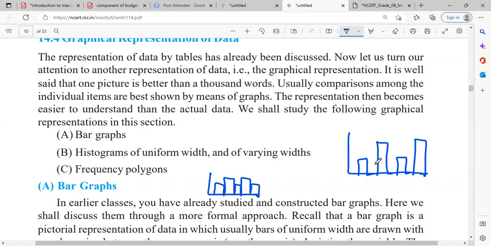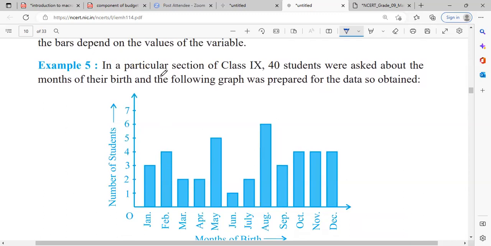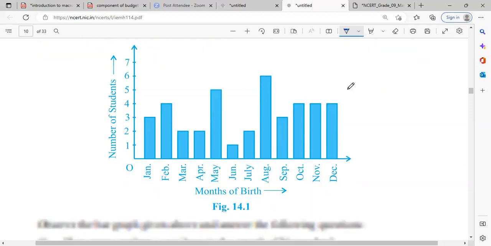No gap. Over here, you can see the gap. They are different bars, but here they are close together, right? So that is a histogram. Clear? Okay. So let's start with the bar graph. For example, in a particular section, 40 students were asked the month of their birth, and the following graph was prepared accordingly.